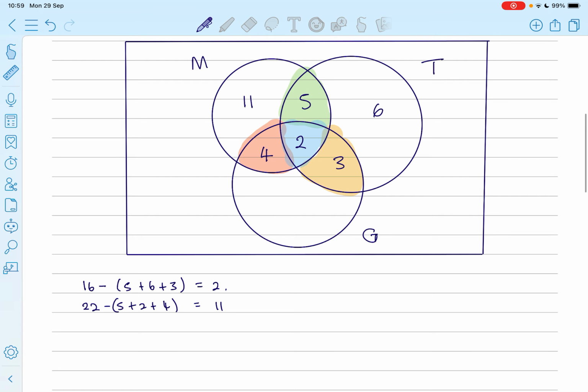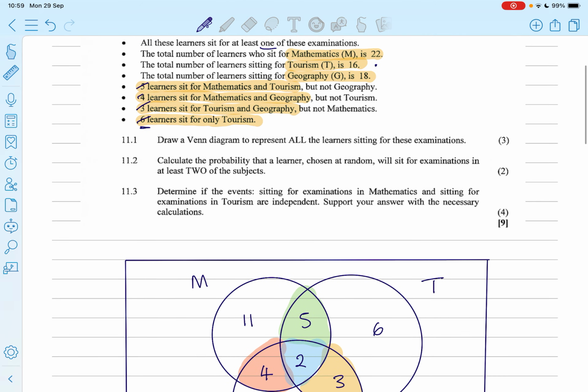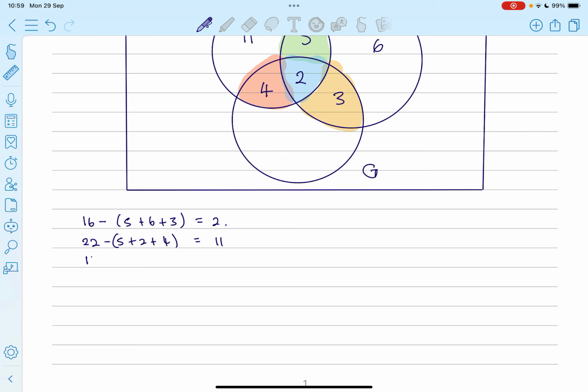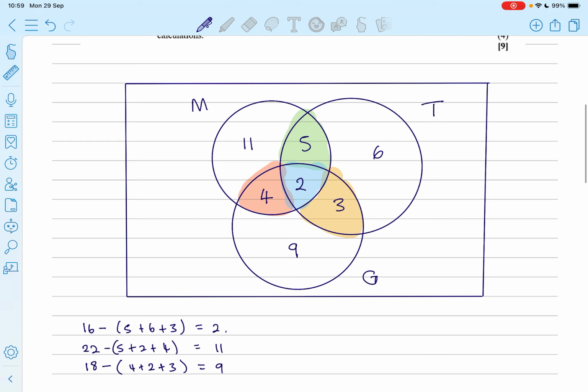And then lastly would be the number of students that do geography. So it's the same. We know the total is 18. So 18, and then we subtract the intersections. That would be 4 plus 2 plus 3 is equal to. So 2 plus 3 is 5, plus 4 is 9. 18 minus 9 also gives you 9. So here we are left with 9 students who do geography only.